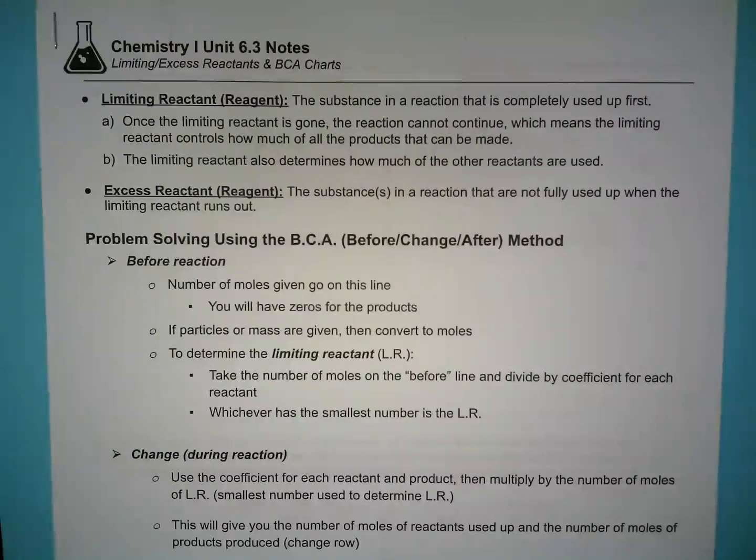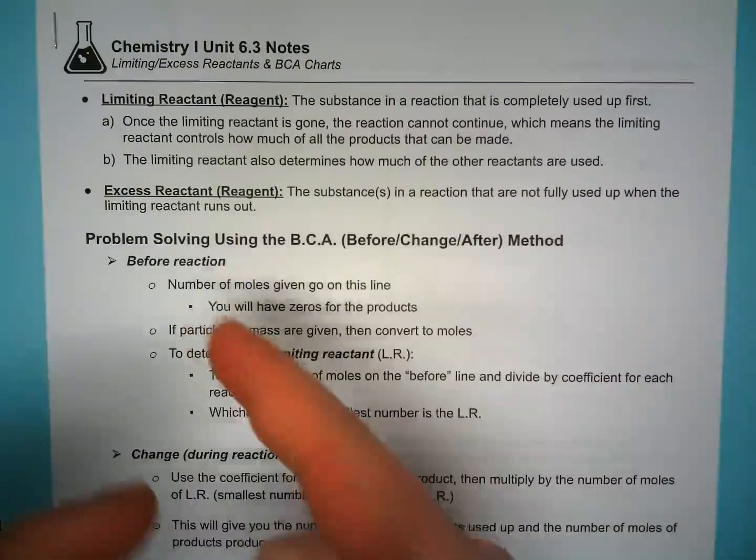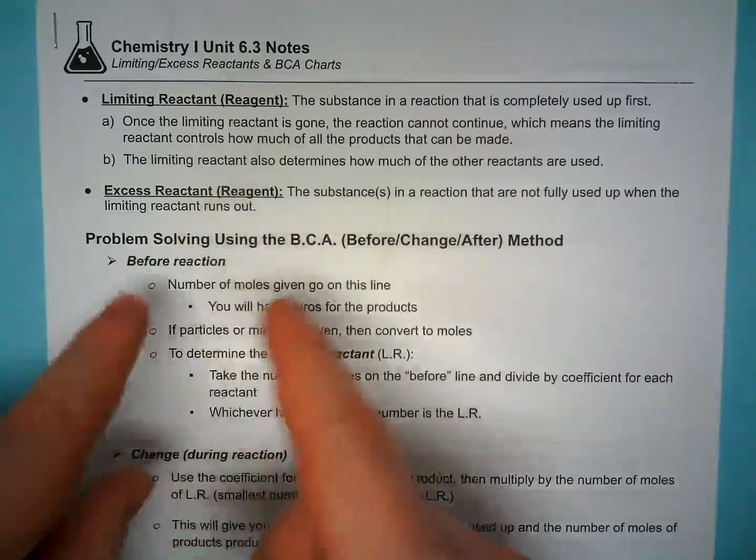This is the video lecture notes for Unit 6.3, limiting reactants and also excess reactants with BCA charts. Before we get into the new strategies we're doing here, I want to provide some context and I want you to understand exactly what we're doing. Before we can know how to do it, we need to know what we're working with.